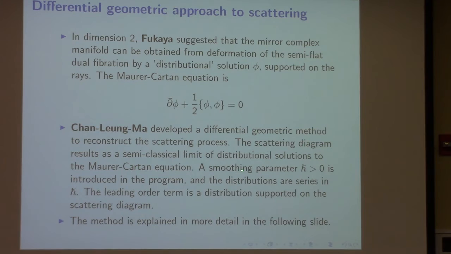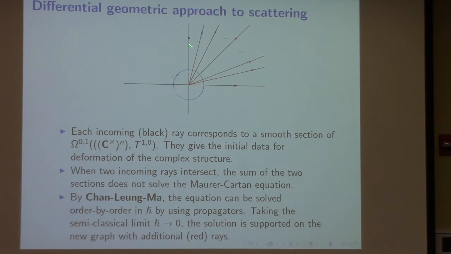So a parameter ħ is introduced and the distribution series in ħ. The leading order term is a distribution supported on the scattering diagram. So this is the diagram that you can see. Each incoming black wave corresponds to a smooth section. This gives initial data for the deformation of the complex structure.